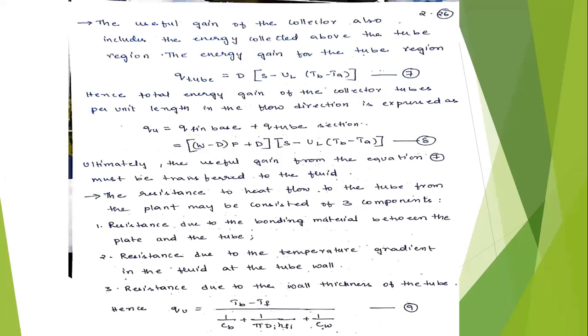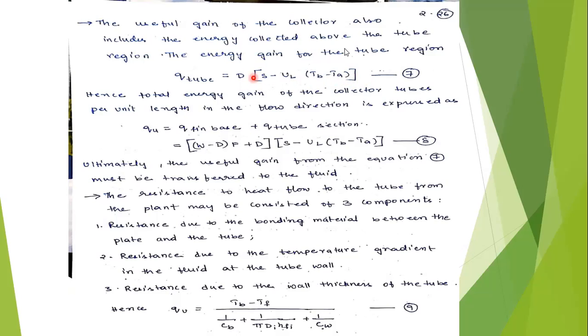Until now we have been discussing the fin base energy, Q fin base, but there is also other energy. The useful gain of the collector also includes the energy collected above the tube region. The energy gain for the tube region is derived in equation 7: Q tube is equal to D into S minus UL, where D is the outer diameter of the tube, multiplied by TB minus TA.